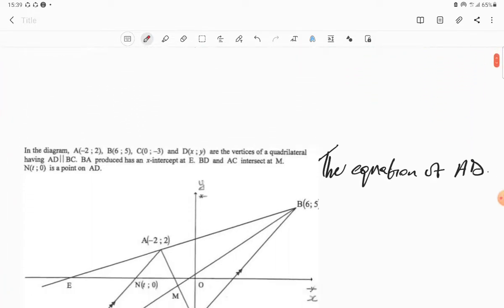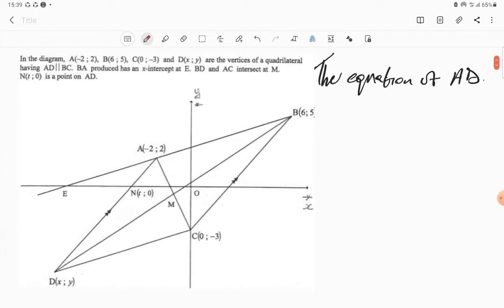Then coming to the second question. Question number 2, we know that the gradient of this line is 4 over 3. So we might use this information later. We really don't have to throw it away. So we are to determine the equation of the line AD.